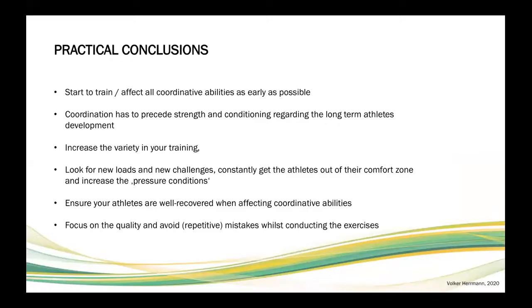So, practical conclusions of the last minutes: start to train or to affect all coordinative abilities as early as possible, focusing on reaction, rhythm, and balance with the younger kids, emphasizing on them. We have to affect all of them using the pressure conditions, but just emphasize a bit on the 3 I just mentioned. Coordination then has to precede strength and conditioning regarding the long-term athlete's development. We have to make use of this high plasticity of the gray matter of the brain, because only until adolescence, that means probably 15, 16, we actually have a very high chance to improve the motor patterns for speed, for example. You can still adjust it afterwards, but not to such a huge extent.